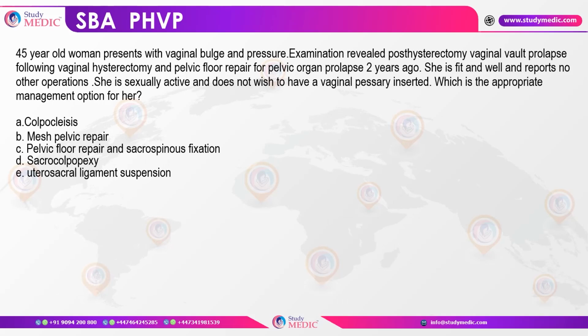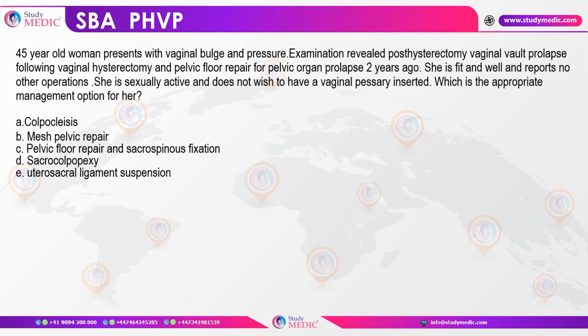Now coming to post-hysterectomy vault prolapse. So there you have a 45-year-old woman who is presenting with a vaginal bulge and pressure. When you examine her, you find that she has a post-hysterectomy vault prolapse following a vaginal hysterectomy and a pelvic floor repair which was done 2 years ago. She is fit and well, no other operations done, she is sexually active, she does not want a vaginal pessary. So what would you offer her?